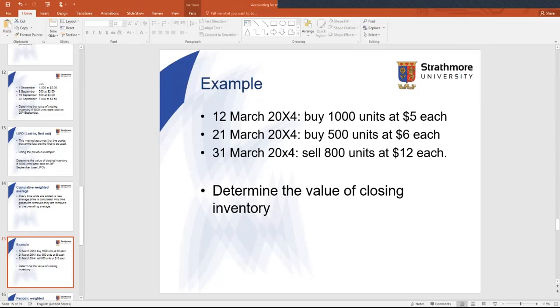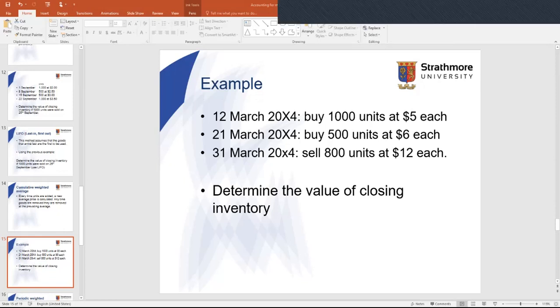Okay, let's attempt to read together. So this is quite an easy one. And I think the next one shall do, we need to complicate it a bit. This is too straightforward. Anyway, let's read together. So you are meant to get the value of the closing inventory, and of course to get the cost of sale. Okay, so attempt to read together.